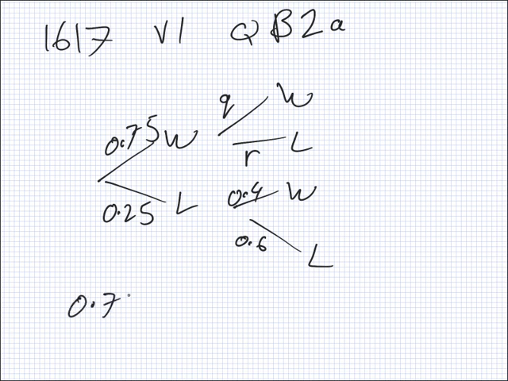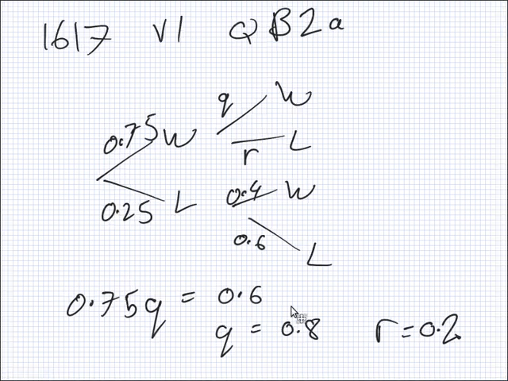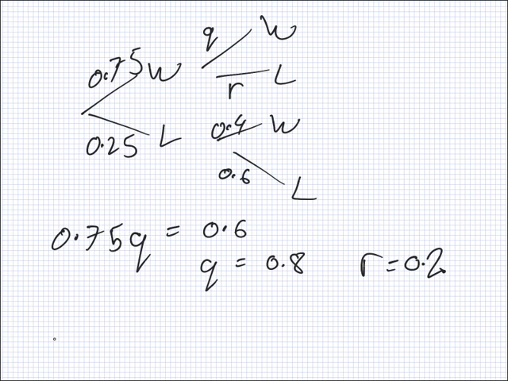Find Q. So the probability she wins both games is 0.75 times Q, and you're told that that's equal to 0.6. So can you find Q? Of course you can. What is it? 0.8. And so then what's R? 0.2. So find the probability that she wins exactly one game.